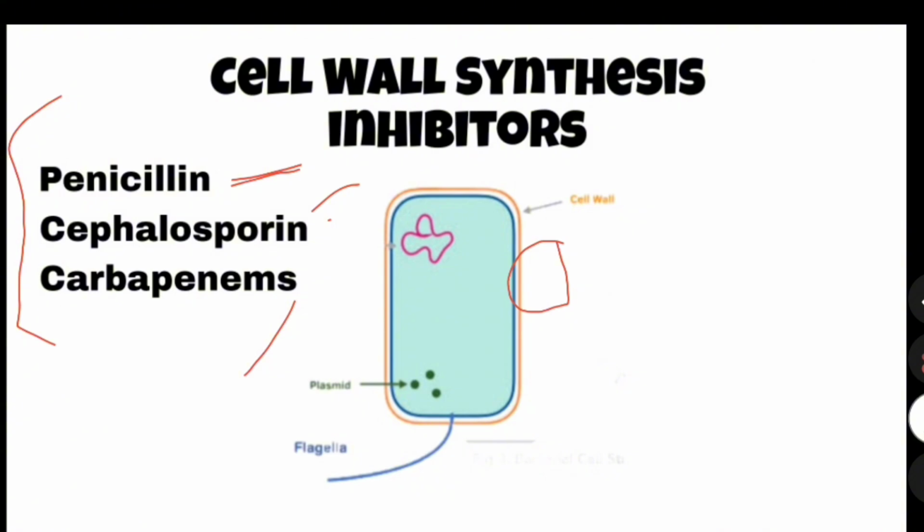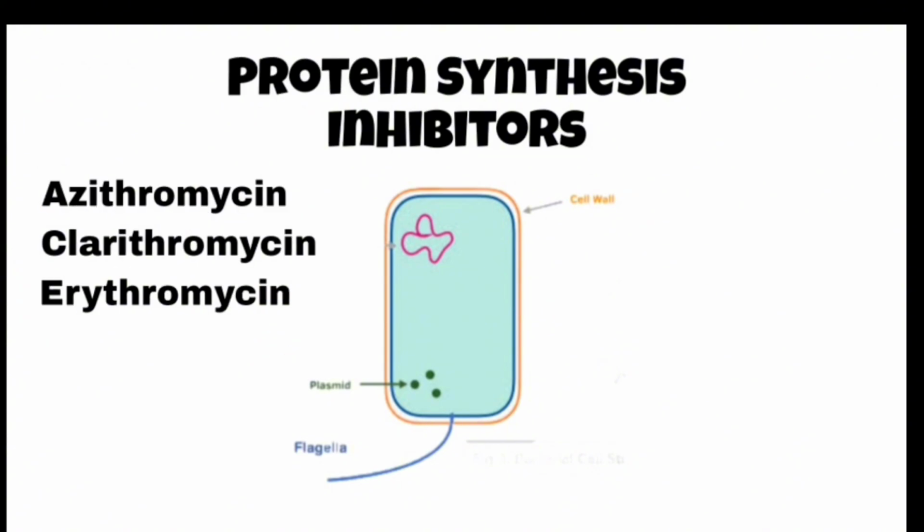gastrointestinal infections. Carbapenems also inhibit the synthesis of the bacterial cell wall, blocking its production and destroying the bacteria. So the cell wall synthesis inhibitor antibiotics are these three groups: penicillins, including amoxicillin, cephalosporins, and carbapenems. The second one is protein synthesis inhibitors.